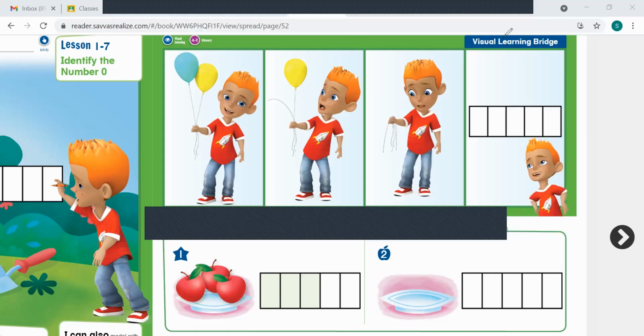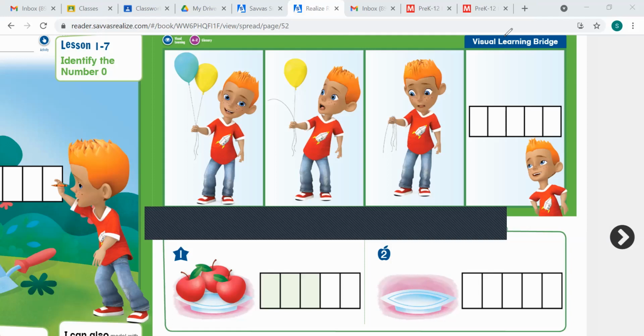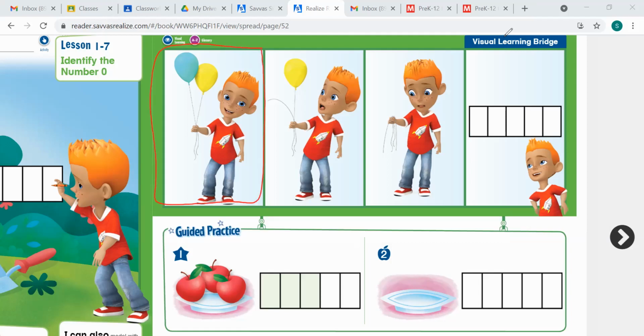All right, let's go to this next page. What number can you say to tell that there are none? 0. That is correct. Let's look at this first picture over here with Alex. How many balloons is Alex holding? How many balloons do you see? 2. So how did you know there were 2? Well, we can place a counter on each one, and we can count each one also. 1, 2. So there are 2 balloons.